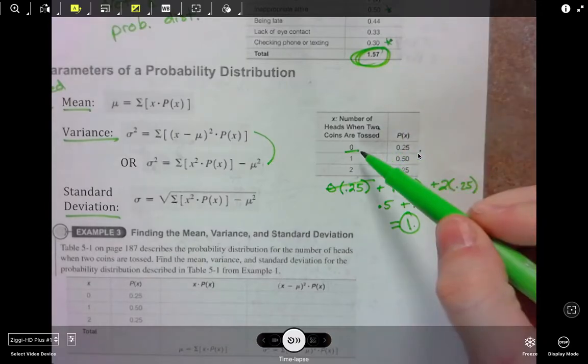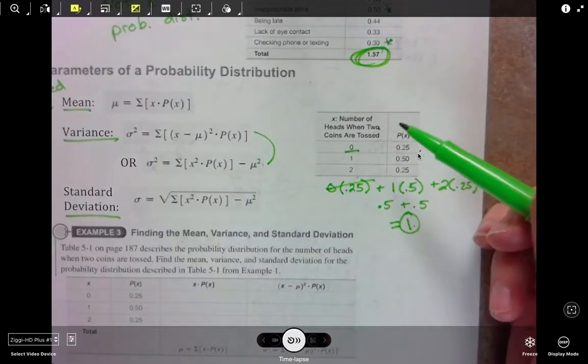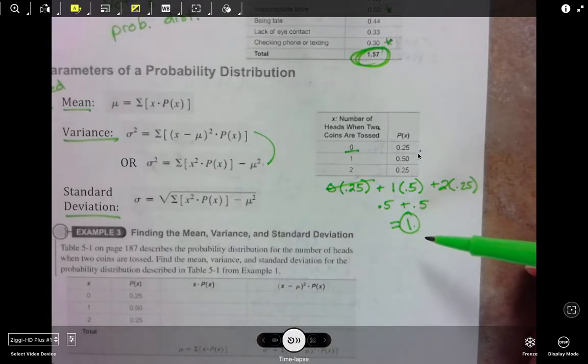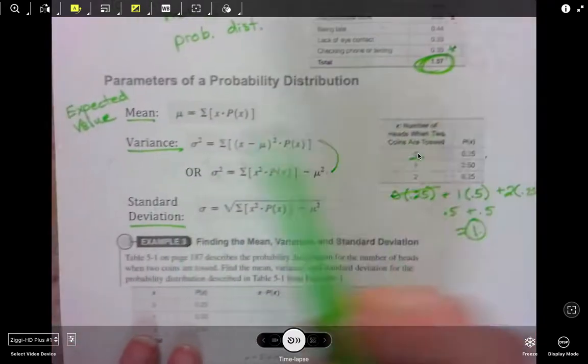Okay? Sometimes you're going to get two heads, sometimes you're not going to get any heads. But if you toss two coins, you're going to probably expect that one of them is going to be a head and one of them is going to be a tail. That's finding the average. Okay?